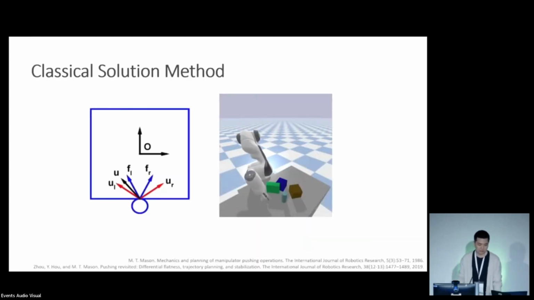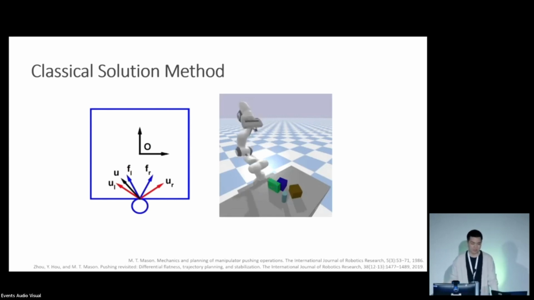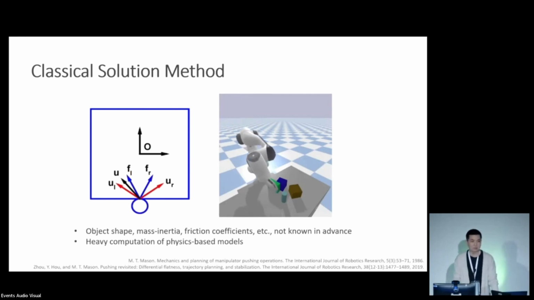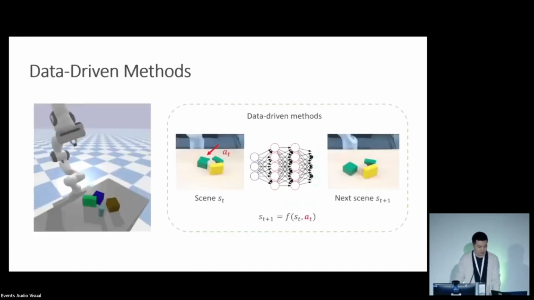The classical model-based methods of solution would be to identify and locate the objects and use our knowledge of physics or mechanics to push the objects so that they can be manipulated. The problem with this approach is that the shape and mass inertial properties of the object, as well as friction coefficients, may not be known in advance. And in some cases, real-time motion planning may be difficult due to the heavy computation of physics-based models.